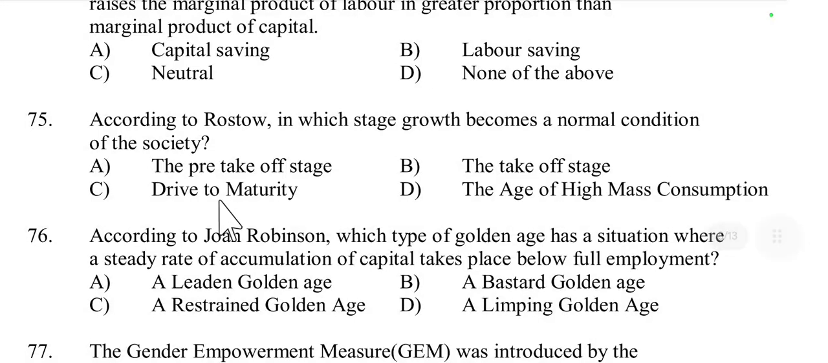Question number 75, according to Rostow, in which stage does growth become a normal condition of the society? Precondition to take off, drive to maturity, or age of high mass consumption. There are 5 stages according to W. W. Rostow: traditional society, precondition to take off, take off, drive to maturity, and age of high mass consumption. Here the stage in which growth becomes a normal condition of the society is the take off stage, option B. In this stage self-sustained growth begins, making growth the norm.